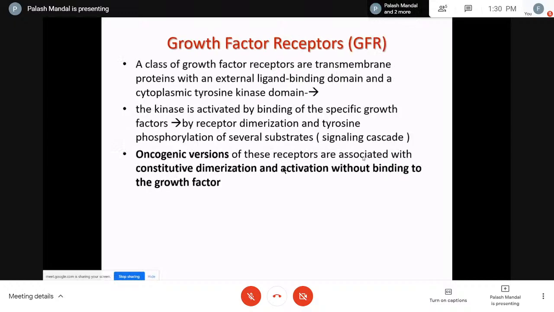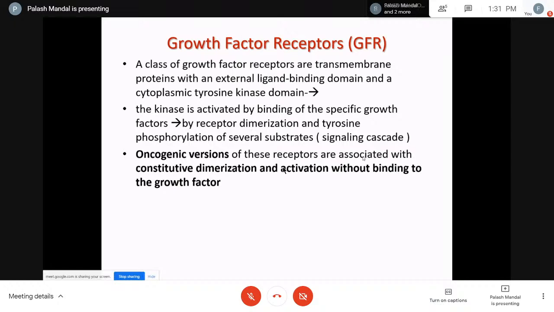Now there are these growth factor receptors. A class of growth factor receptors are basically transmembrane proteins, which, as I have already told you, have an external binding domain and a cytoplasmic tyrosine kinase domain. There is a ligand binding domain. So what does the ligand binding domain do? That attaches the growth factor.